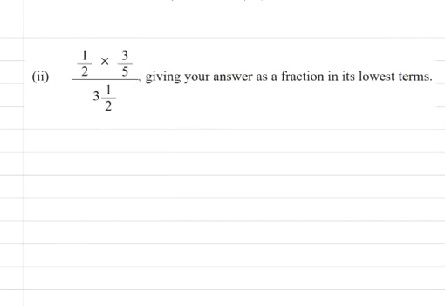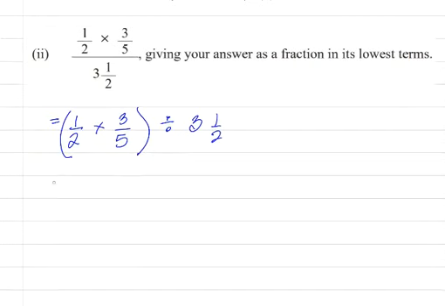Part (b) says 1/2 multiplied by 3 over 5, divided by 3 and 1/2. Alright. Here in the bracket we're multiplying. The bracket is just there to indicate that we should do the multiplication first.